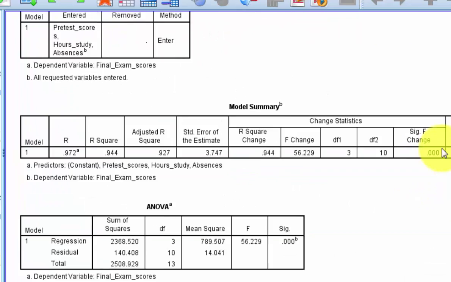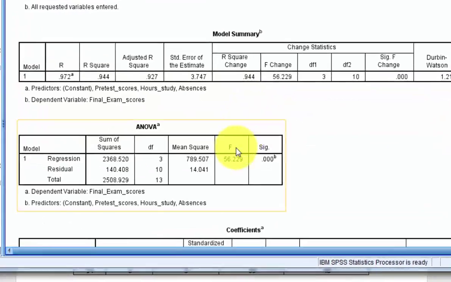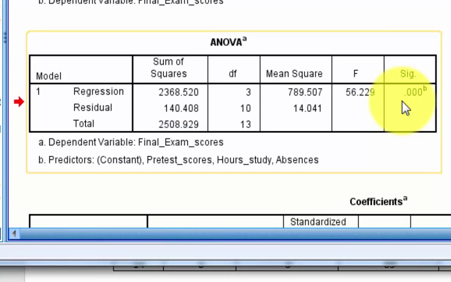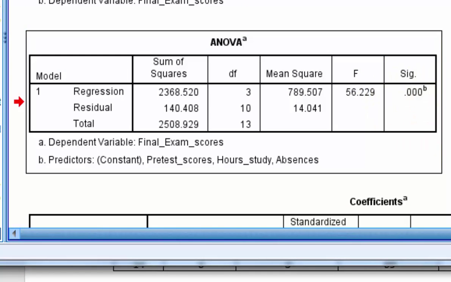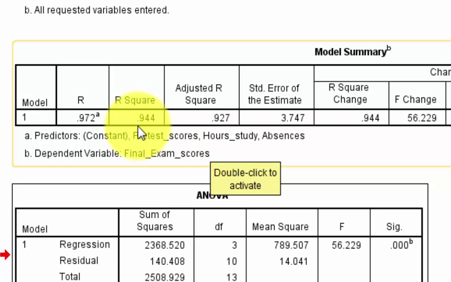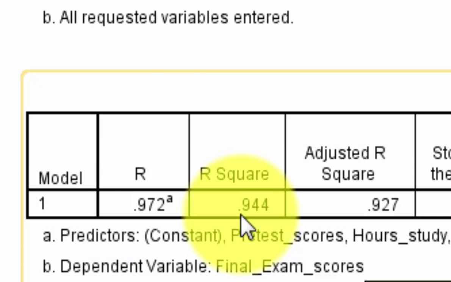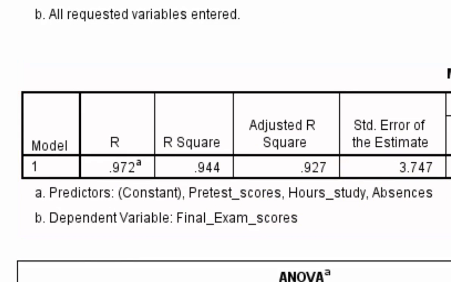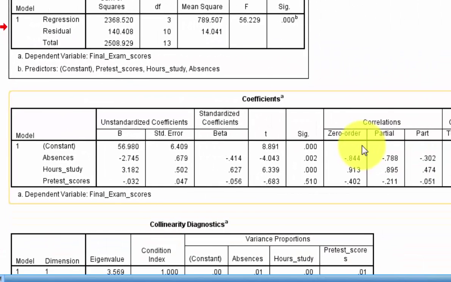So, was it a significant regression? Yes. The ANOVA tells us so, right? The significance value is less than 0.05. The effect size is huge. It's 0.944. So that means you can explain practically all of the variance in the final exam scores based on those other three variables, right? Their pretest scores, their study hours, and their number of absences, which, wow, that's really good.